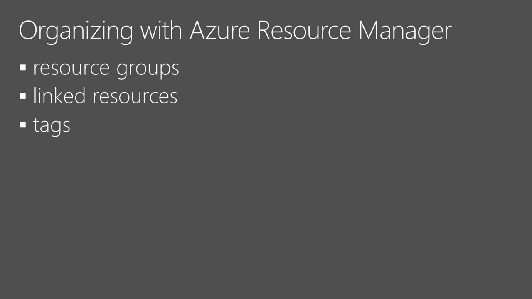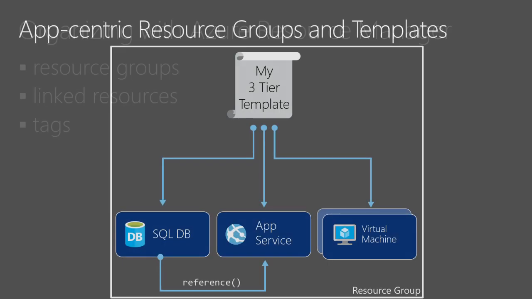And so we have three main ways that we allow you to organize your resources. Number one is through resource groups, which we spoke about earlier, the same way that folders allow you to organize your files. The next are what we call linked resources, and we'll talk a little bit more about those in a moment. And then tags are a mechanism that allow you to attach little bits of information to individual resources or resource groups, and then query across your subscription, okay?